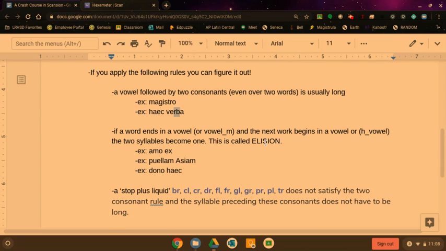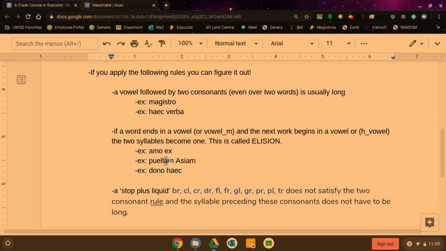Then there's a thing called an elision, where 2 syllables come together to make 1 syllable. That happens if a word ends in a vowel or vowel M, like the accusative case AM ending, and the next word begins in a vowel or H. You would ignore an H too; that wouldn't count. Some examples of elisions: amo, ex, pretty common Latin words. Amo is two syllables in and of itself, but the second syllable, the mo part, would join together with the ex because it ends in a vowel and begins in a vowel.